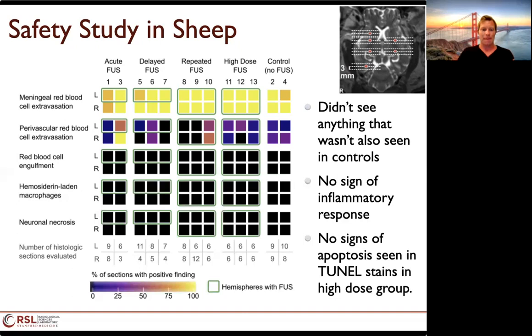Okay, so that's the basic result: we didn't see anything that wasn't also seen in the controls, and there was no evidence of an inflammatory response showing that the ultrasound had done anything. The last thing, which I don't have any data to show you, is that we had also done some TUNEL stains, and TUNEL is good at showing apoptosis.